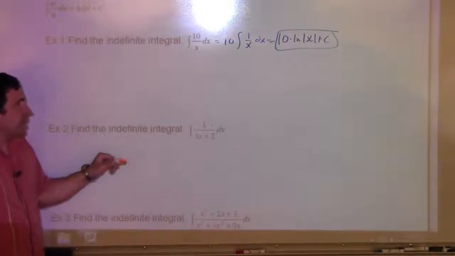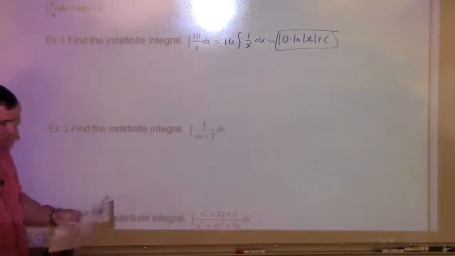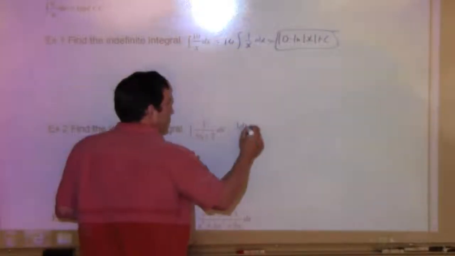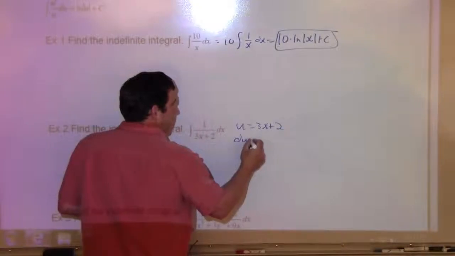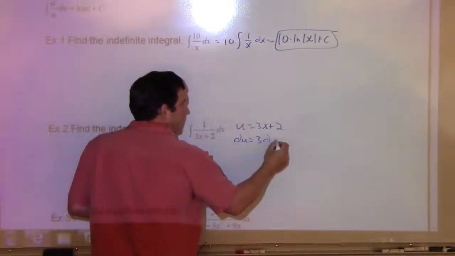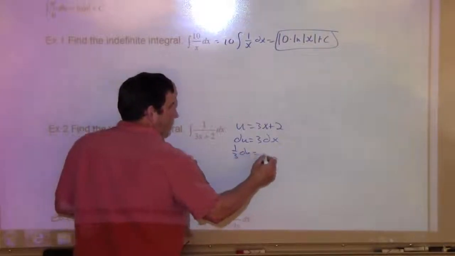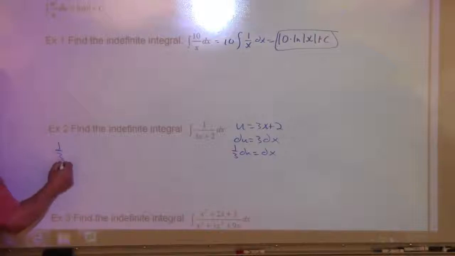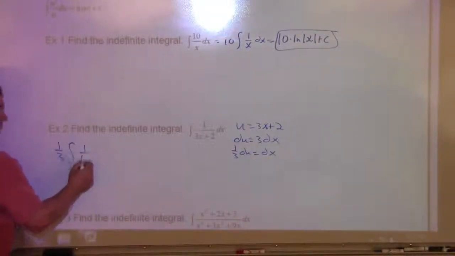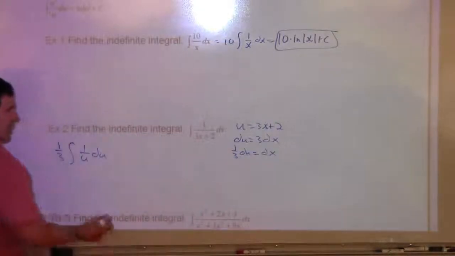Example 2 says find the indefinite integral of 1 over 3x plus 2. In this case, if I say u equals 3x plus 2, du would be equal to 3 dx. So 1/3 du equals dx. So we can rewrite this as 1/3 of the integral of 1 over u du.